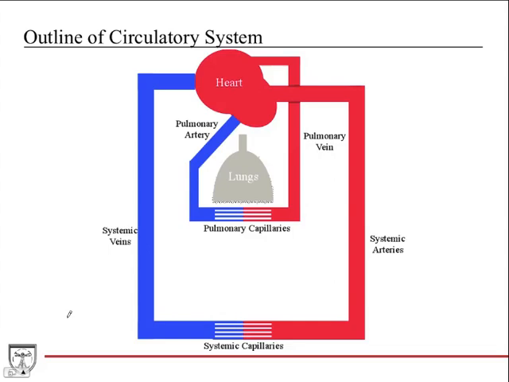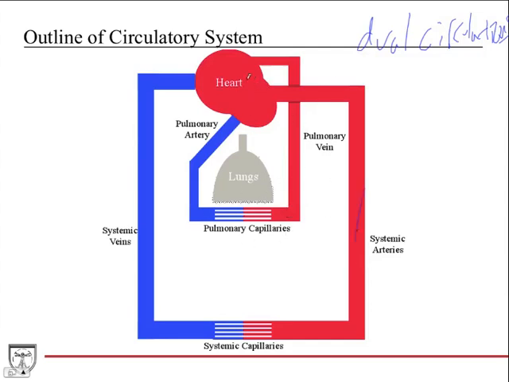So really just a brief outline, this figure in your book, of the circulatory system. You have the heart here, the lungs here. Dual circulation is the way to think about it. So what does that mean? It means you have two circulations acting simultaneously: the pulmonary circulation and the systemic.